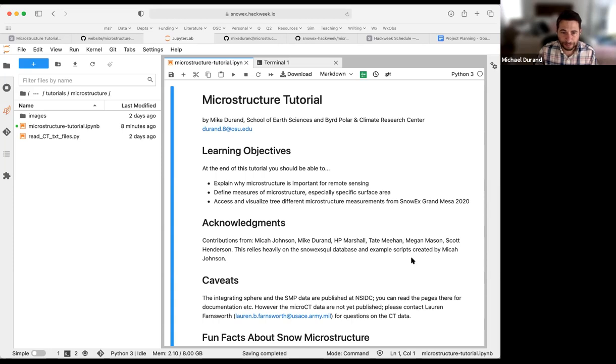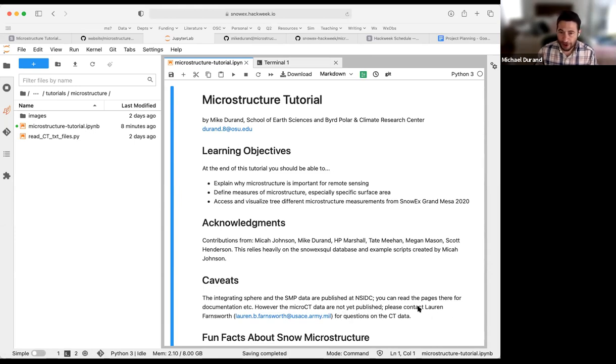Some of those will be easily transferable to other SnowEx data sets as well. I wanted to give one caveat right up front, which is that 2 of the 3 data sets we're looking at are published at NSIDC, whereas the 3rd, specifically the micro CT data, is on its way there. It's getting published, but what we're working with is a preliminary version.